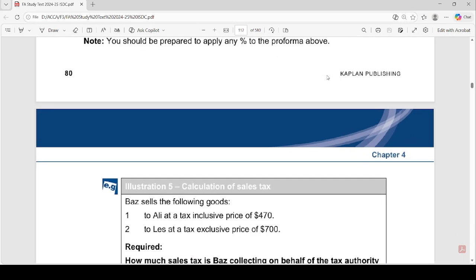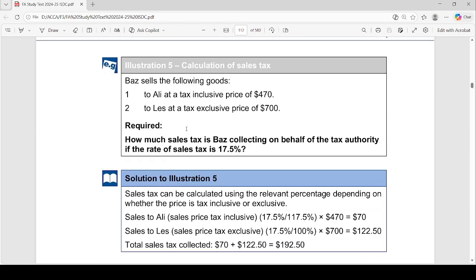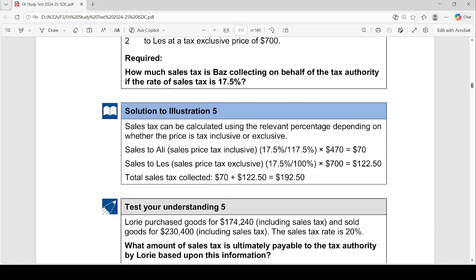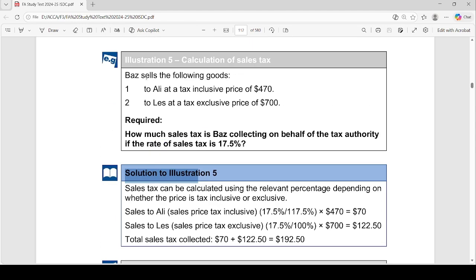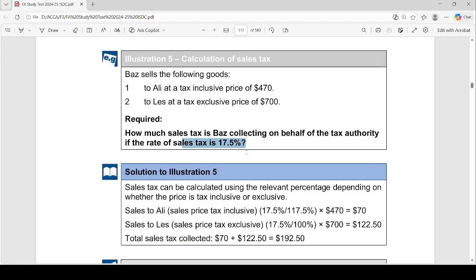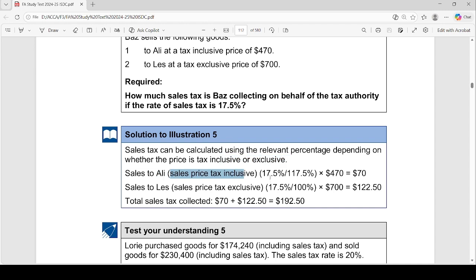For example, we have the illustration fifths, and there is also a solution. Bas sells the following goods to Ali at a tax inclusive, this means gross amount, right? $470, less at a tax exclusive price of $700. This is the net amount. How much sales tax is Bas collecting on behalf of the tax authority if the rate of sales tax is 17.5%? This is a solution inclusive.